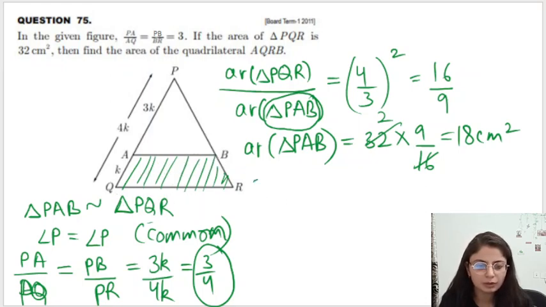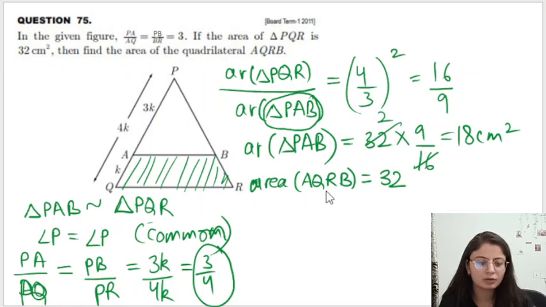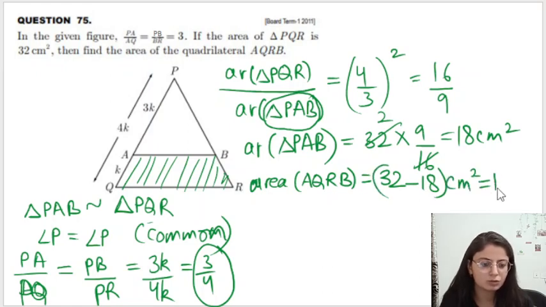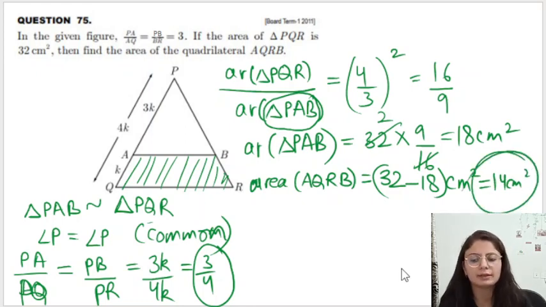फाइन. सो एरिया ऑफ AQRB is equal to 32, which is the area of this bigger triangle, 32 minus 18, which is the area of this smaller triangle, centimeter square, equals to 14 centimeter square. So this is the required area. 14 centimeter square is the required area.